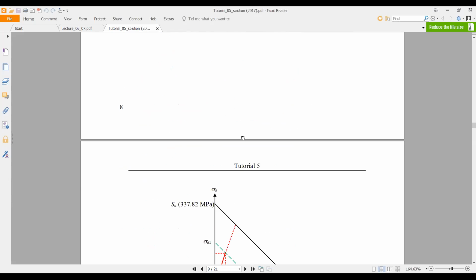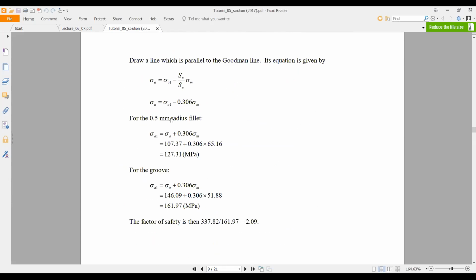So when you apply this equation for the fillet, you need to substitute sigma A and sigma M. Sigma M is at sigma M max. For sigma A, you are not going to use the groove value here. The maximum alternative stress is 146.09 megapascal at the groove, but you do not substitute that value here. You need to substitute the fillet's sigma A value, the alternative stress, and the fillet's maximum shear stress value, sigma M. Then you will get the maximum alternative stress.